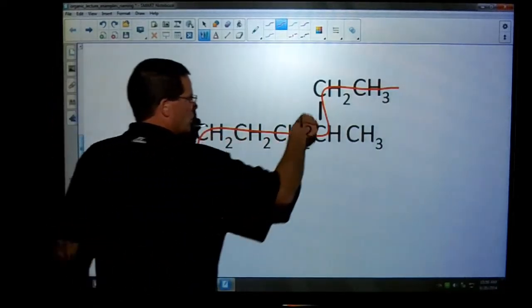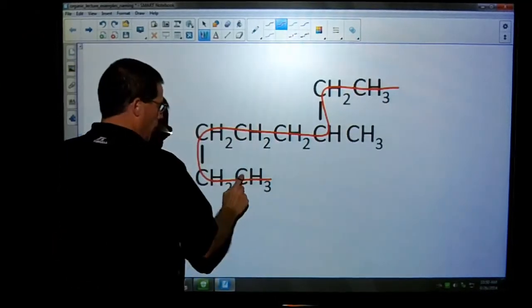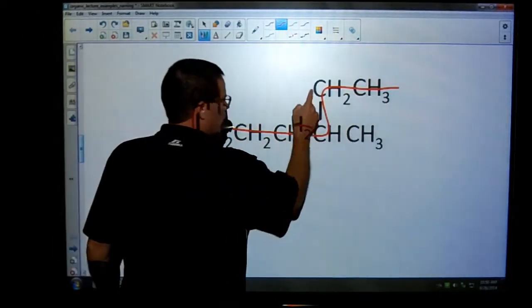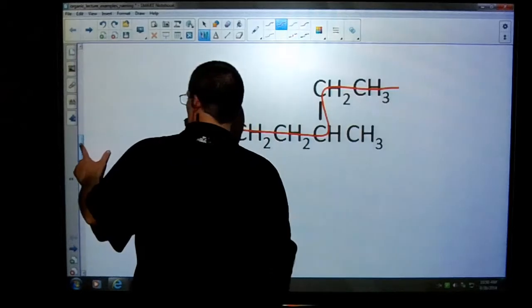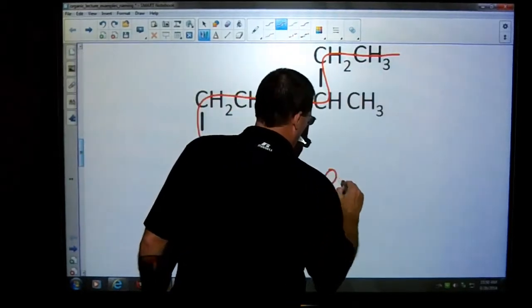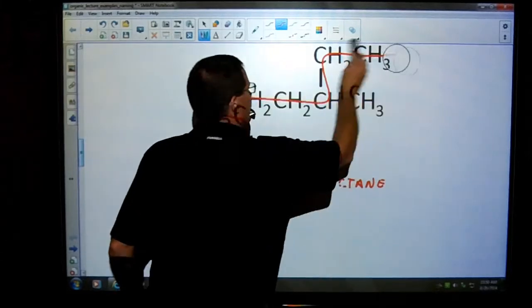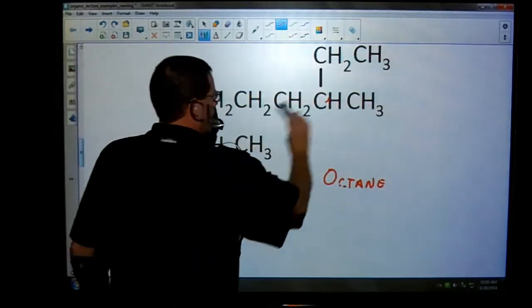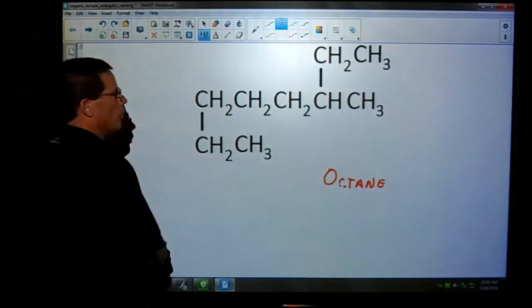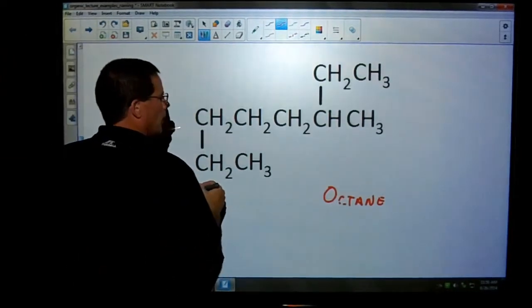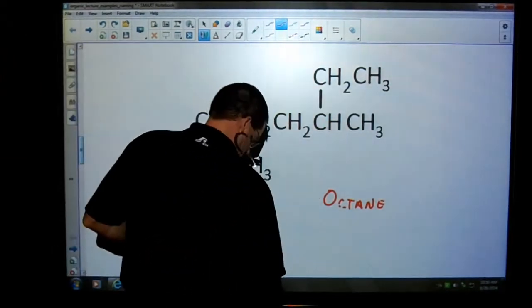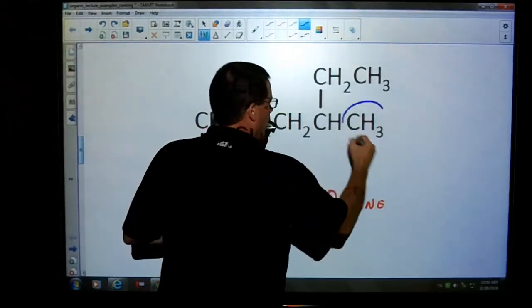So there's our longest chain, and what do we have? 1, 2, 3, 4, 5, 6, 7, 8. So our parent is an octane. Okay. And so we number the carbons accordingly. And our one and only group is right here.